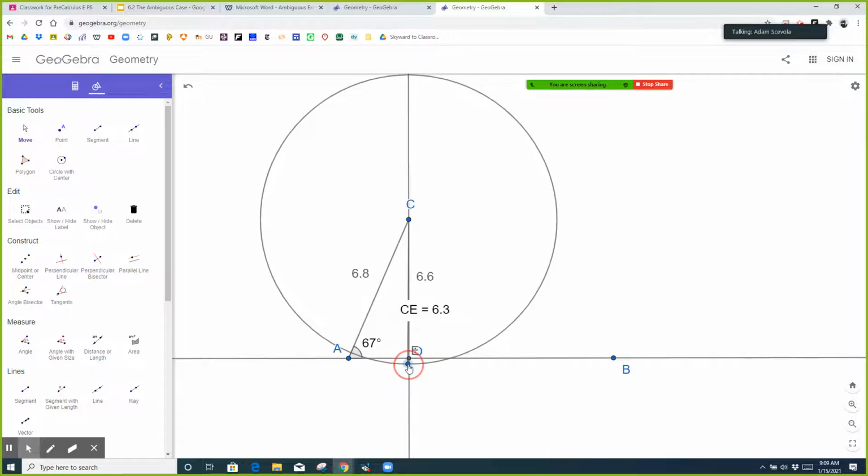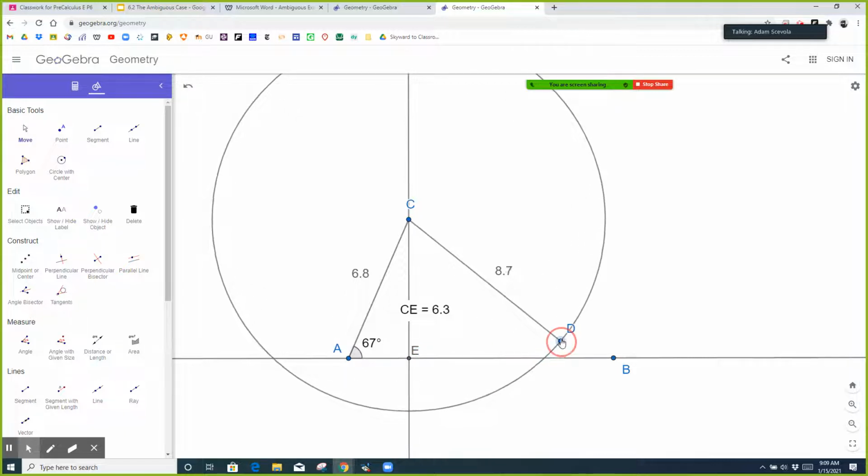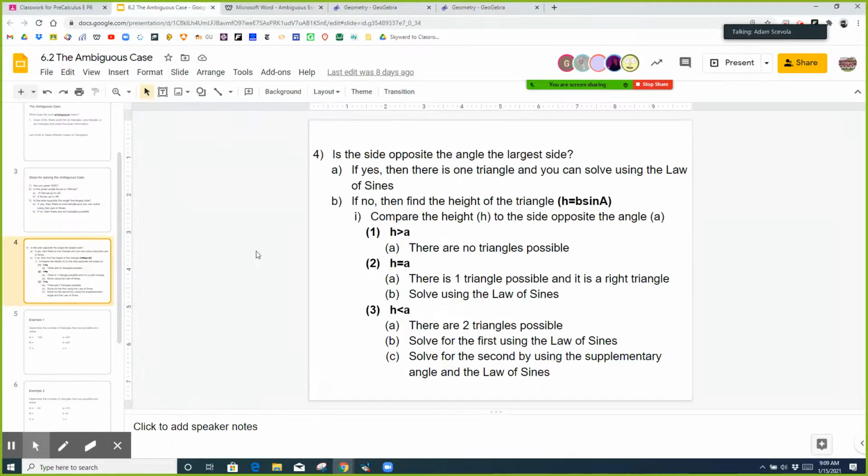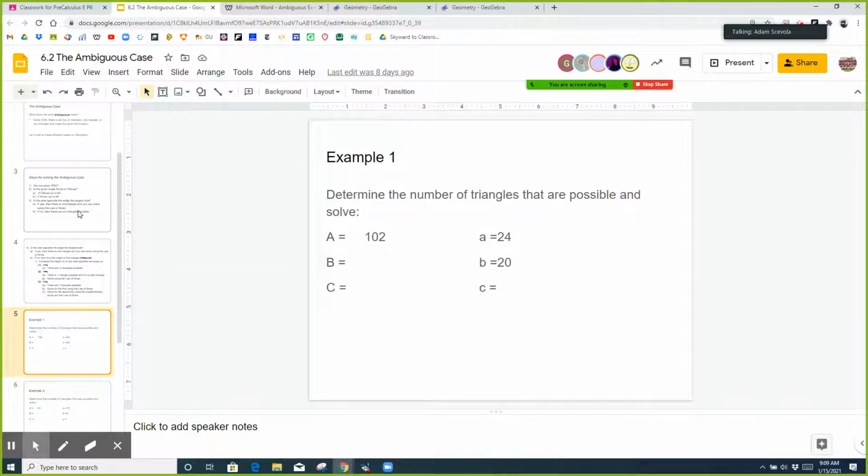And then if it's more than the height, but still less than the adjacent side, that's when you have two triangles. All right, cool. So let's apply this now. And when you're doing these, just keep this little flow chart with you, and then you'll eventually get the hang of it. But at least now you have a visual to tie it to. So now determine the number of triangles that are possible and solve.